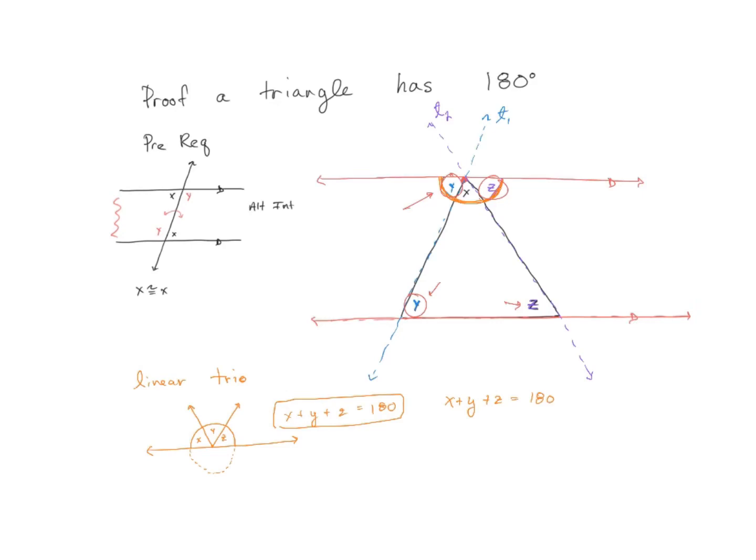So this is a cool little proof using parallel lines and transversals, which basically takes your two base angles, and through alternate interior angles forms a line, or we'll just say, just for fun, a linear trio. And because of that, we know that these three angles have to equal up to 180 degrees.